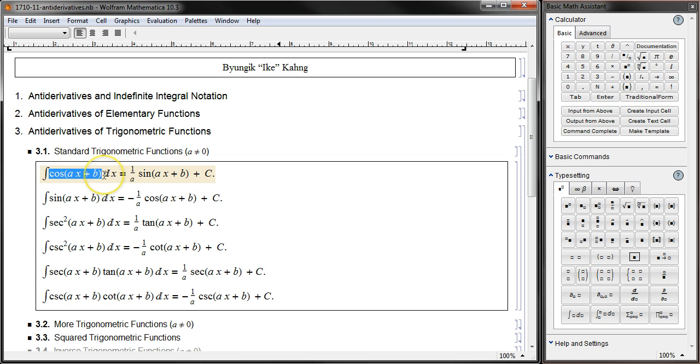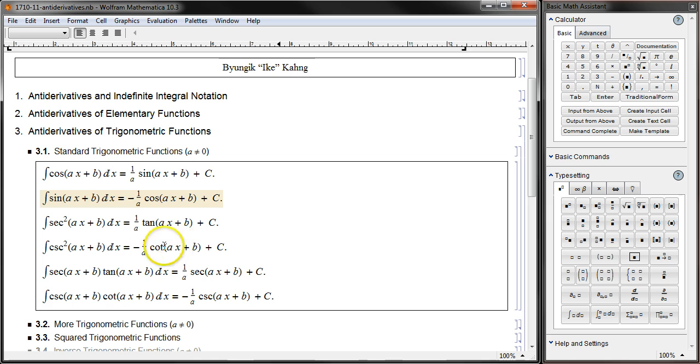Derivative of sine is cosine, so antiderivative of cosine is sine. Derivative of cosine is negative sine, so antiderivative of sine is negative cosine. These two can get rather confusing, so please be careful about pluses and minuses.